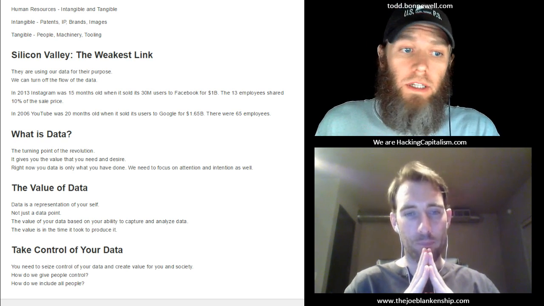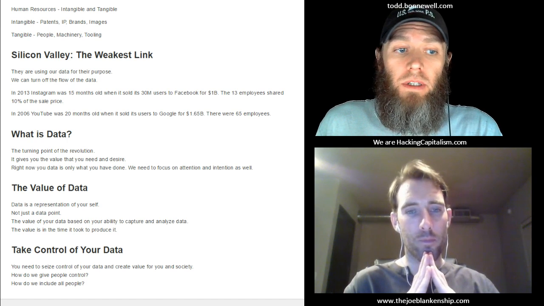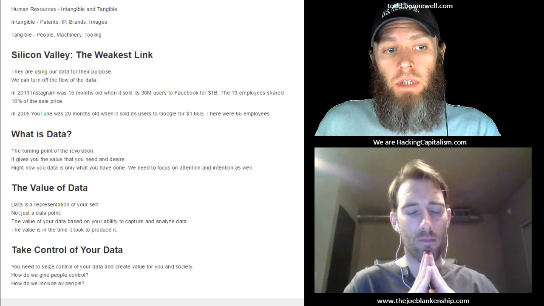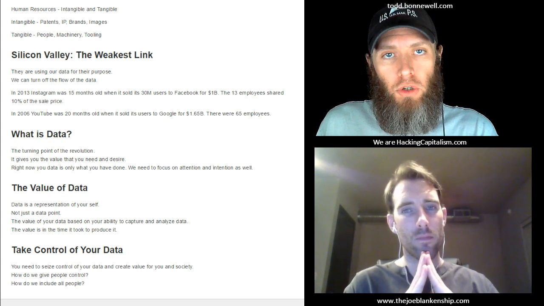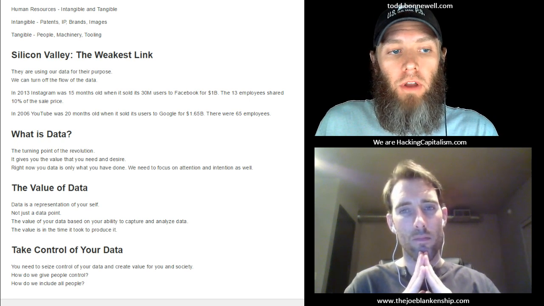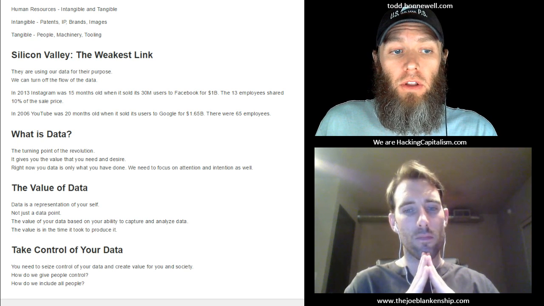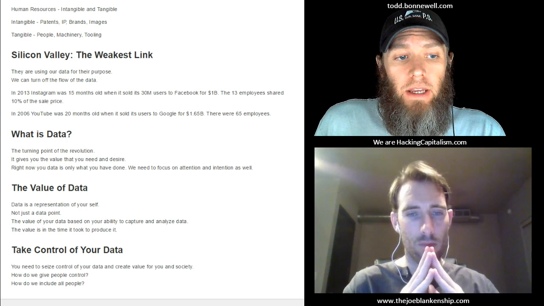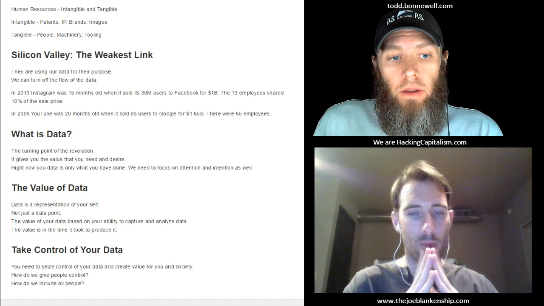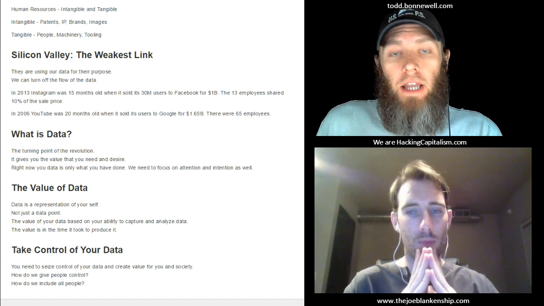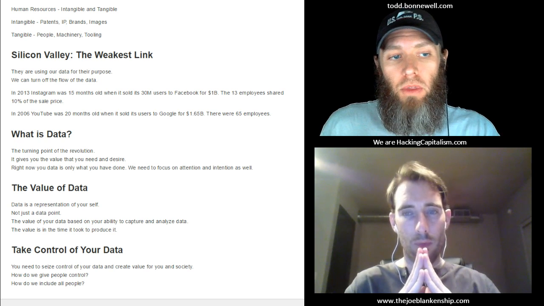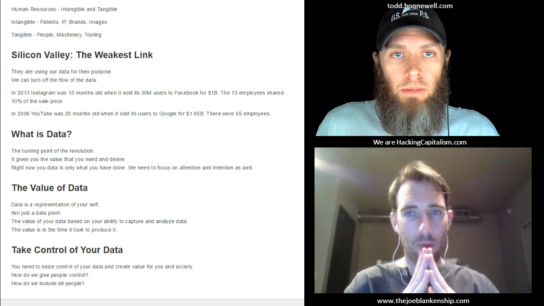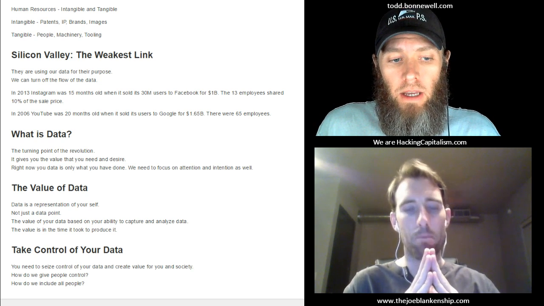So what is data? We say it's the turning point of the revolution. It's really where we can take control of what we can take control of with what we have. It gives you the value that you need and desire. Right now, your data is only what you have done. We need to focus on attention and intention. And so this is a really important point to be made here when we talk about data.